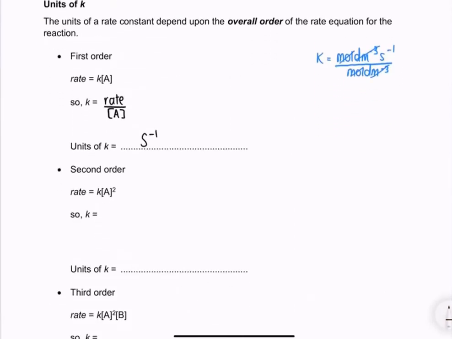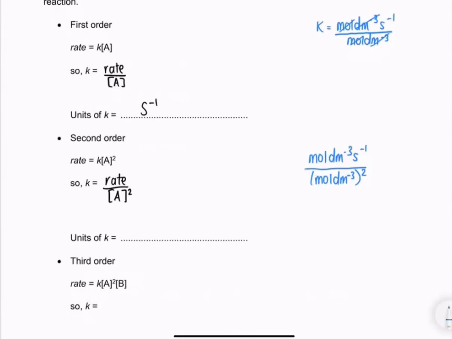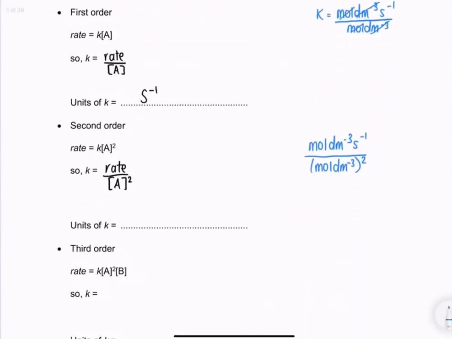So why don't you pause the video now and see if you can rearrange this second rate equation. So I've rearranged it to say K is rate over A squared. Now starting to look at the units, it's getting a little bit more tricky, and we need to use our indices rules. On the top line there are no brackets to expand, but on the bottom line we've got moles squared, because moles to the 1 squared is moles squared, and dm to the minus 3 squared is dm to the minus 6.